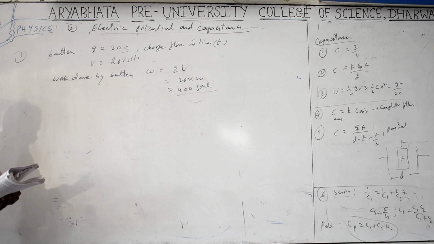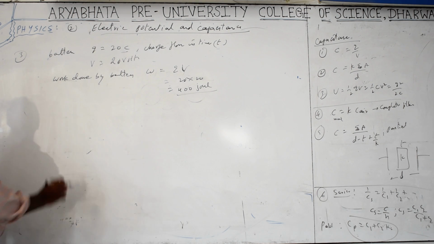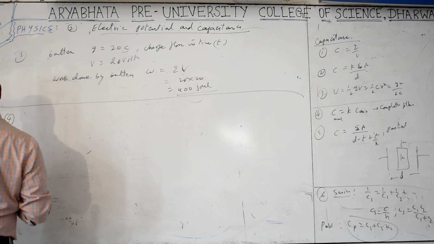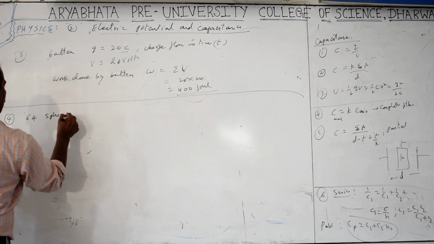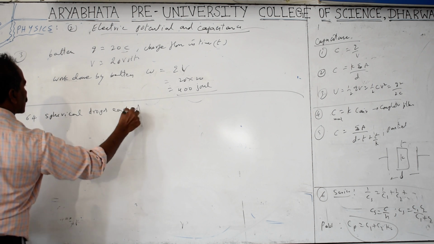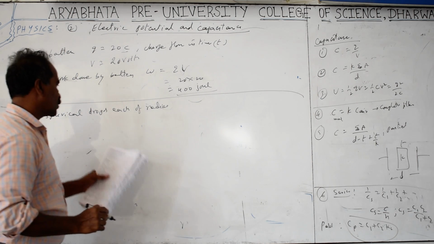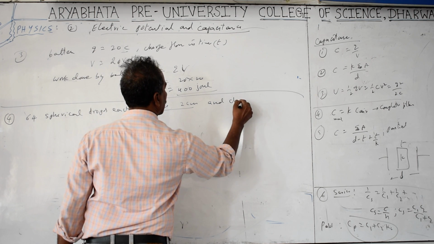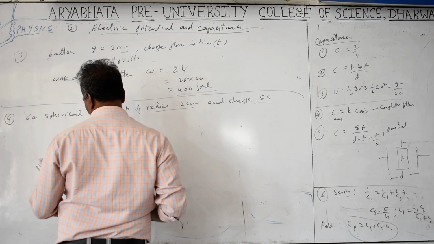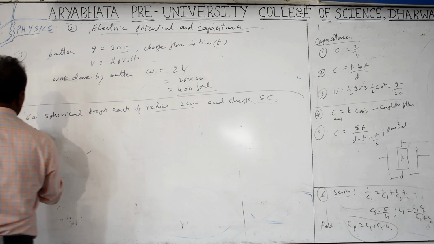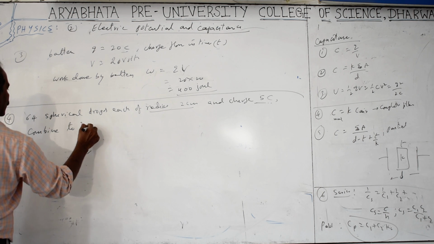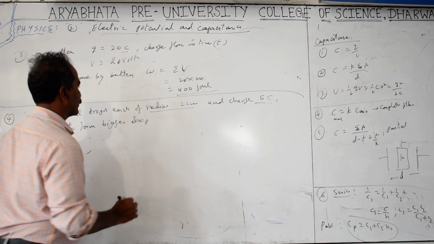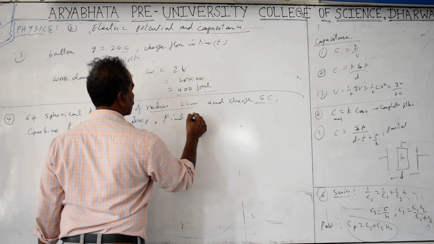Next, fourth question. 64 spherical drops, each of radius 2 centimeters and charge 5 coulombs, combine to form a bigger drop. Find the capacity of the bigger drop.